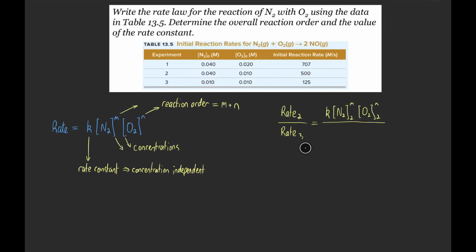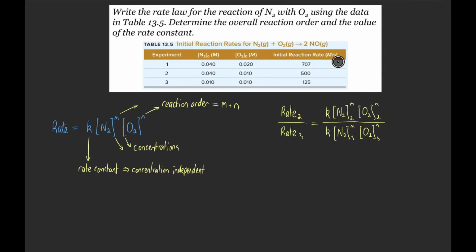On our denominator, we have the rate law for experiment 3. So we have K. This is the exact same K as in our numerator. We have the concentration of N2 from experiment 3 raised to the power of M. And the reaction orders are also going to be the same between each of these experiments. So we just write down M. We don't need to signify which experiment it actually comes from. And the final term is the concentration of oxygen in experiment 3 raised to the power of N.